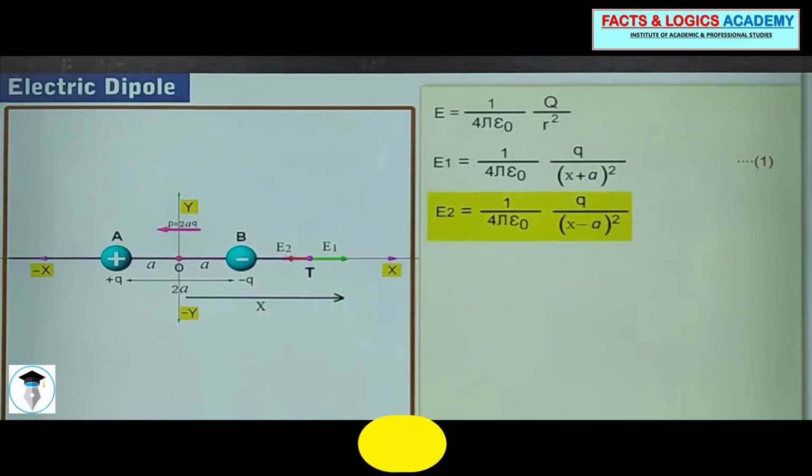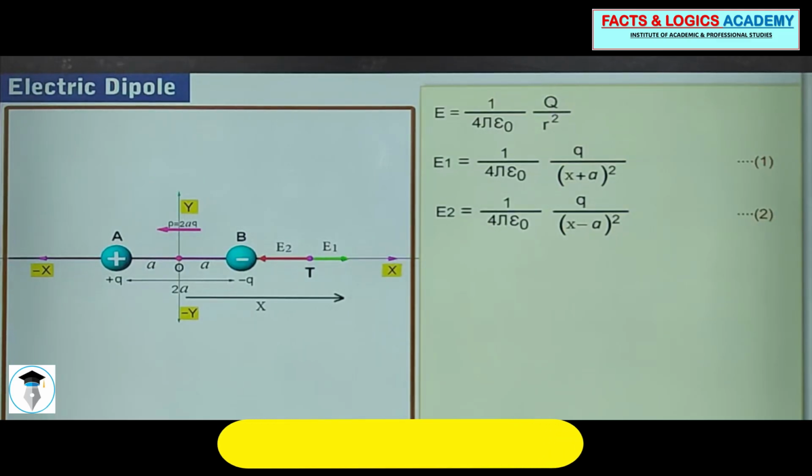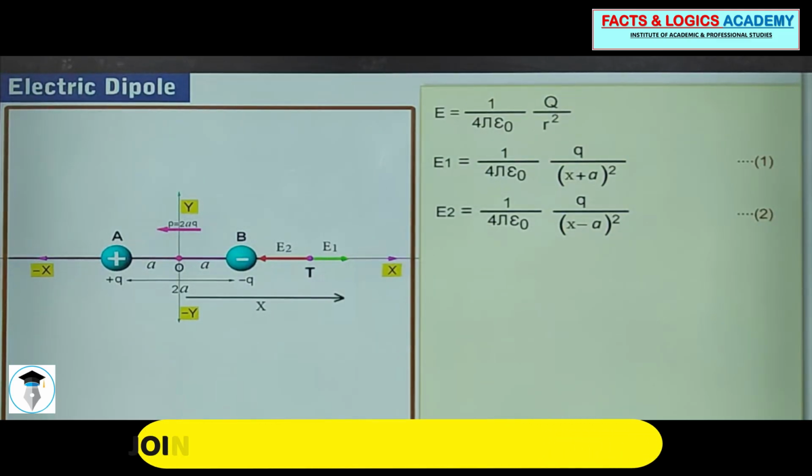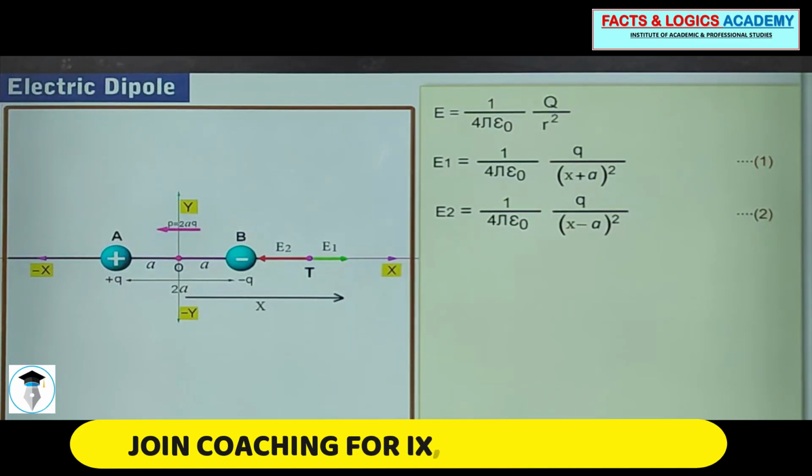The magnitude of the electric field strength E2 due to the charge -q is equal to 1 by 4 pi epsilon naught q by (x minus a) square. Let us label it as equation 2. The direction of this electric field is in the direction of the dipole moment. Point D is nearer to the charge -q than the charge +q. As the distance of the point D from -q is lesser than that from +q, the magnitude of the electric field strength E2 is greater than E1.